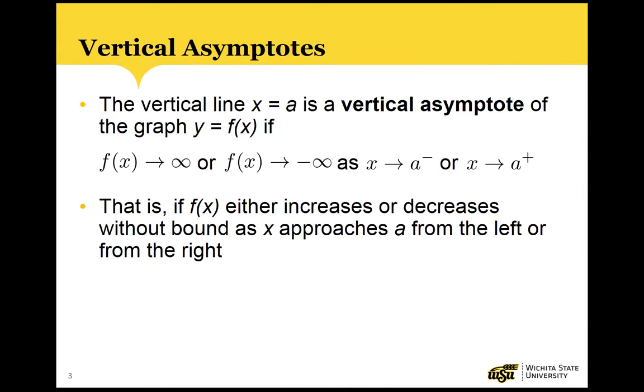The vertical line x equals a is a vertical asymptote of the graph y equals f of x if f of x approaches infinity or negative infinity as x approaches a from the left or x approaches a from the right. That is, if f either increases or decreases without bound as x approaches a from the left or the right.